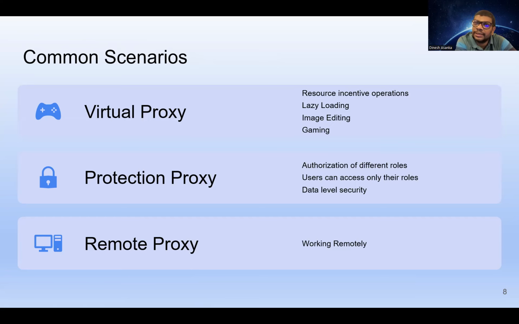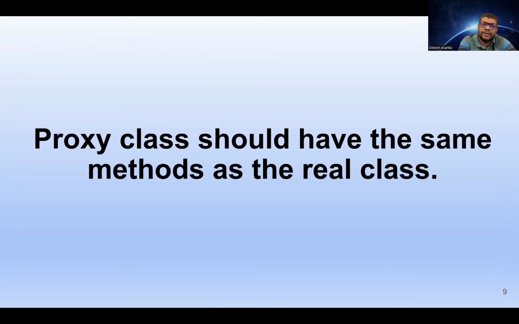When you are working remotely, you don't get all the resources at once. Instead, you will get a few resources as and when needed. Those are the classical examples for the proxy design pattern. The important rule is that the proxy class should have the same methods as the real class. So when it comes to a proxy, you should have the same methods as the real class.